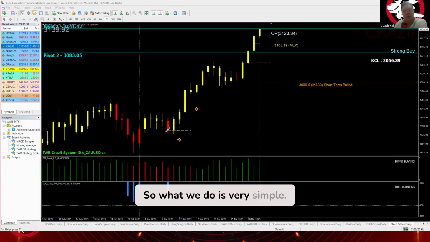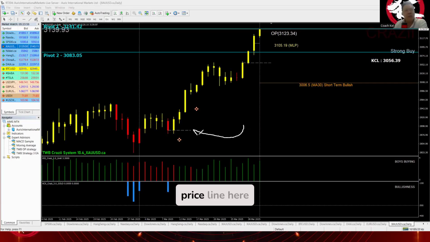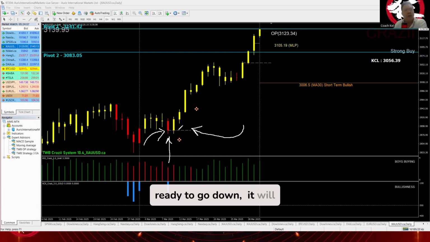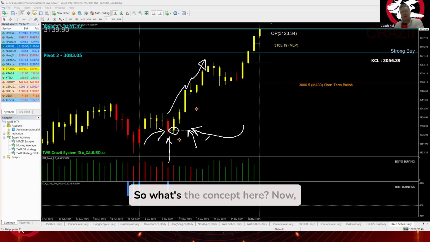Okay, so what we do is very simple. We just put a closing price line here at the closing price of the CCYR that has the KSI red. Now, if the market is ready to go down, it will stay below the line, as you can see. But in this case, the market didn't. As a matter of fact, the market stays above the line after that, and that is the start of this big rally. So what's the concept here itself?